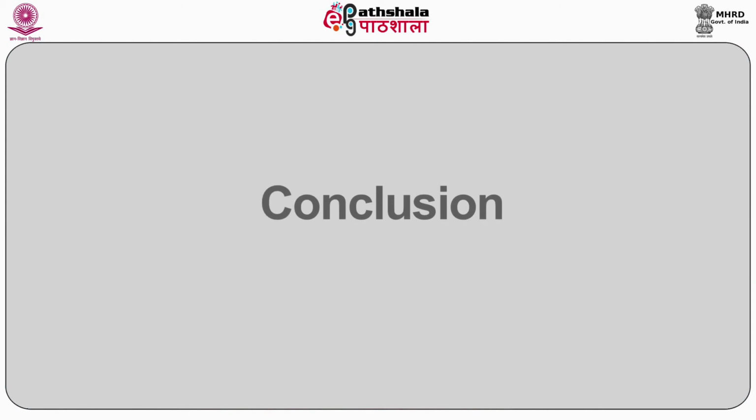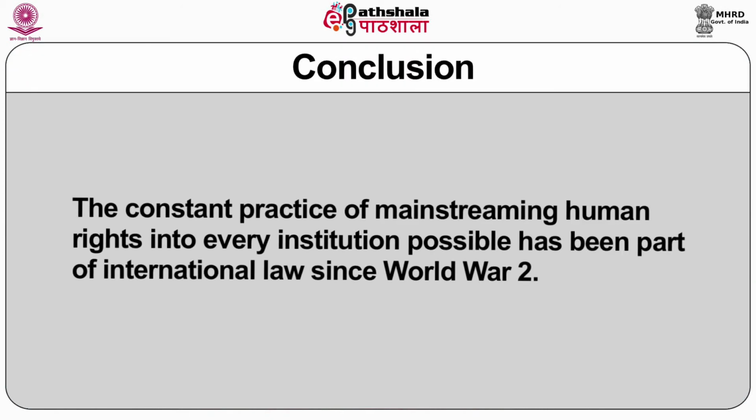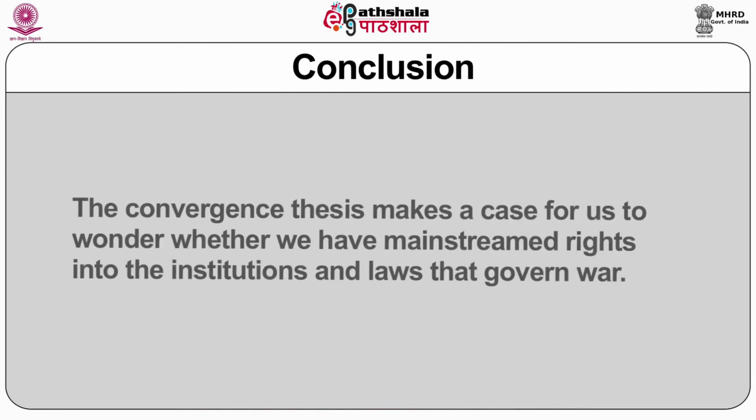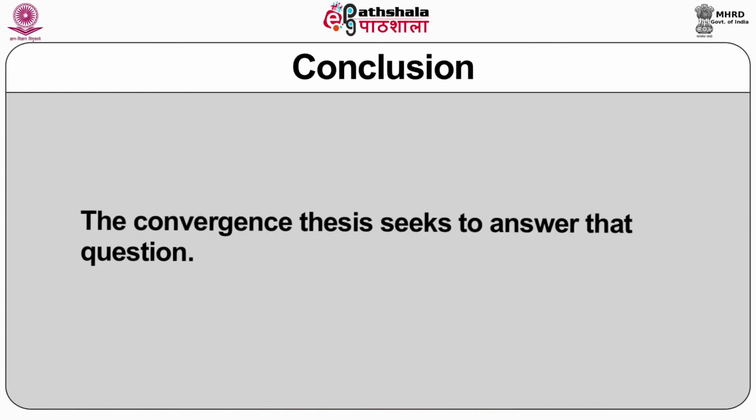Can we conclude by saying that the constant practice of mainstreaming human rights into every institution possible has been a part of international law since World War II? The Convergence Thesis makes a case for us to wonder whether we have mainstreamed rights into the institutions and laws that govern war. We must wonder how an activity as violent as war can be capable of preserving rights in sync with the activity. The Convergence Thesis seeks to answer that question.